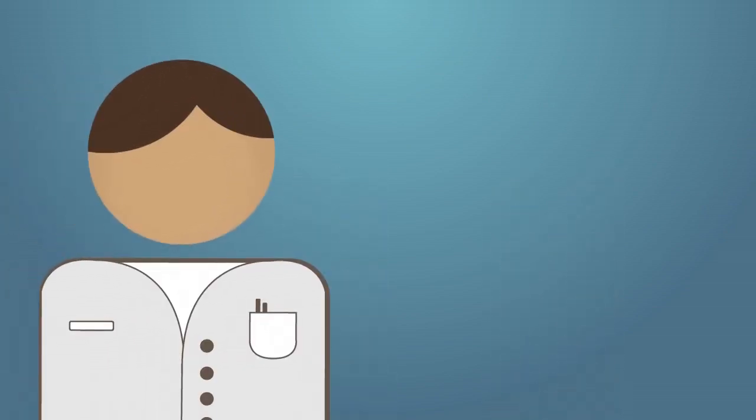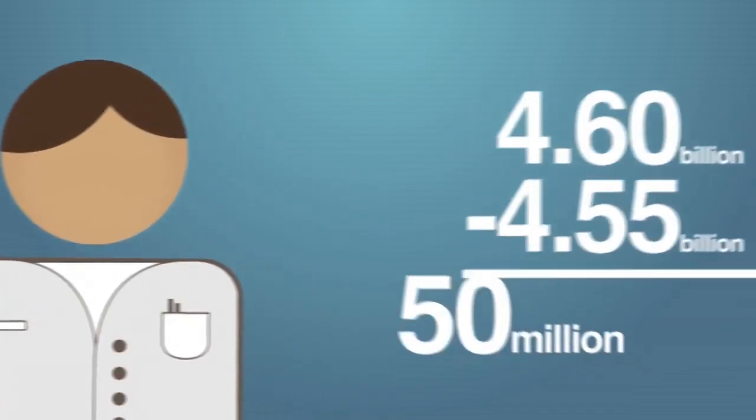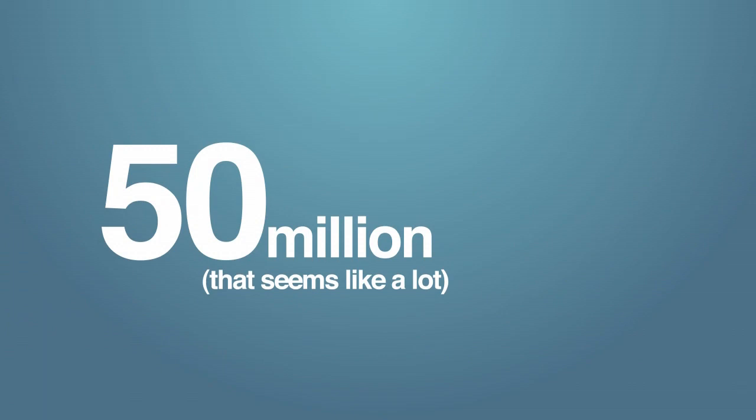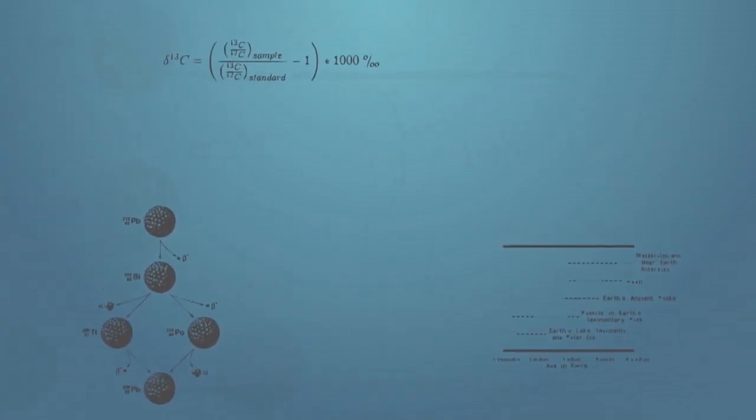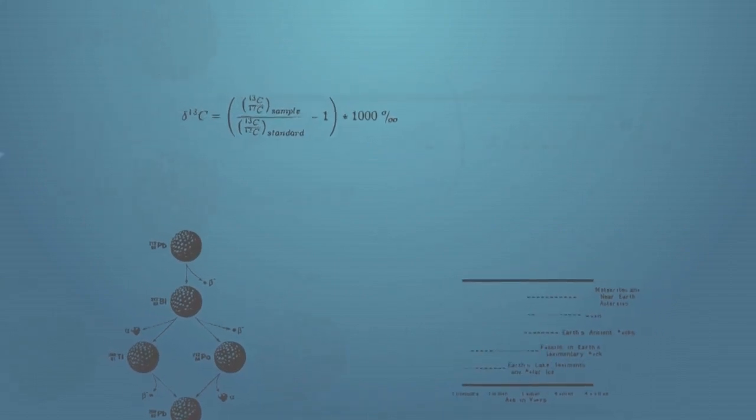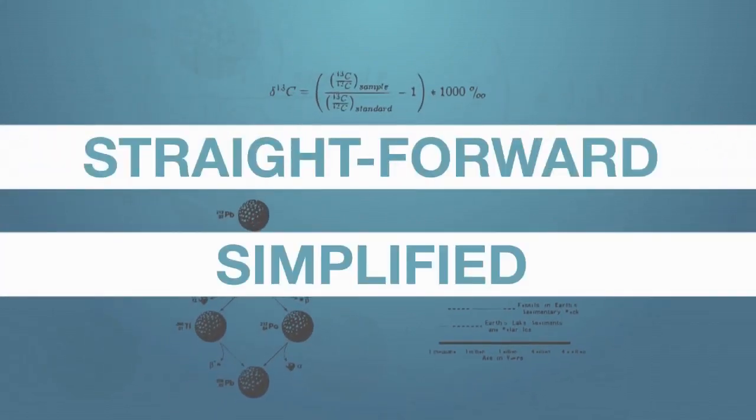Okay. So if this method is reliable and accurate, why the 50 million year discrepancy? That seems like a lot. But let's get into some details here and see what's going on. Keep in mind that there's all kinds of scientific jargon on this topic, and so we'll just present a very straightforward, simplified version of the process.